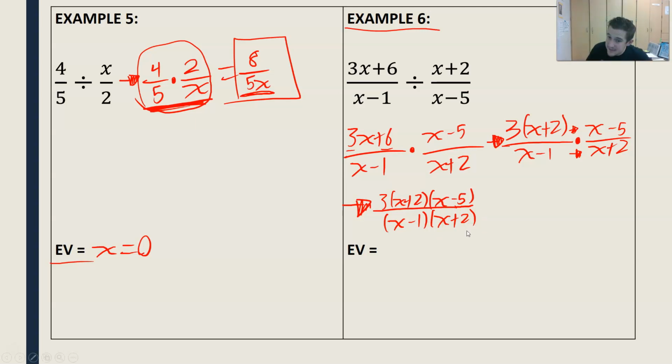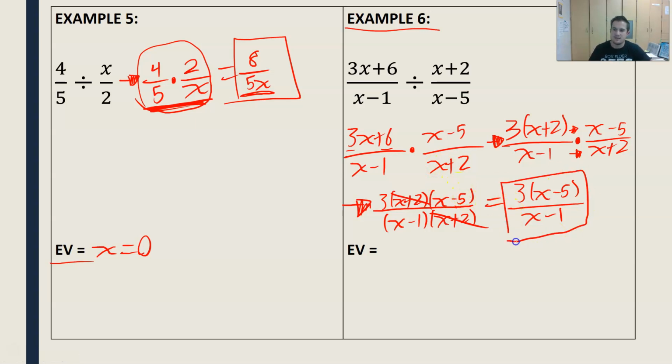So now in order to simplify, is there anything the same in the top and in the bottom? Any similar factors? Well, I have x plus 2 in the top, I have x plus 2 in the bottom, so I can cancel those out. Which leaves me with 3 times x minus 5 divided by x minus 1. And since x minus 1 in the bottom is the only factor that's left, I don't need to write it in parentheses, but you can. So that would be my final answer.